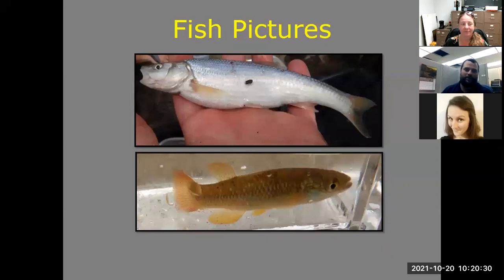And then here's the flathead chub and the plains topminnow. Once again, these are all tier species, and I just wanted to show pictures of them there.